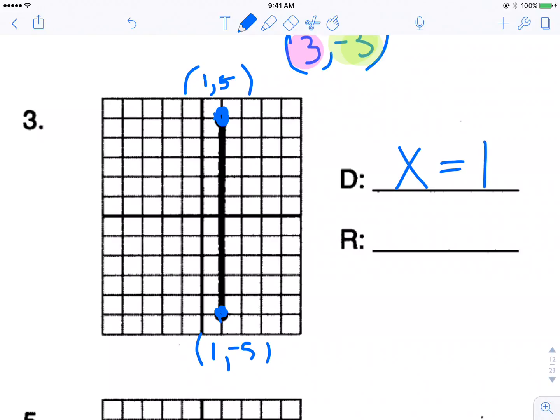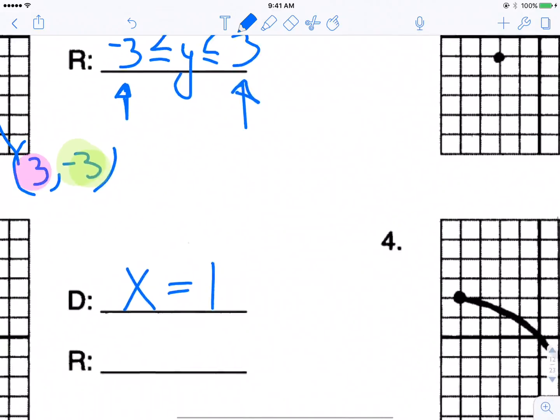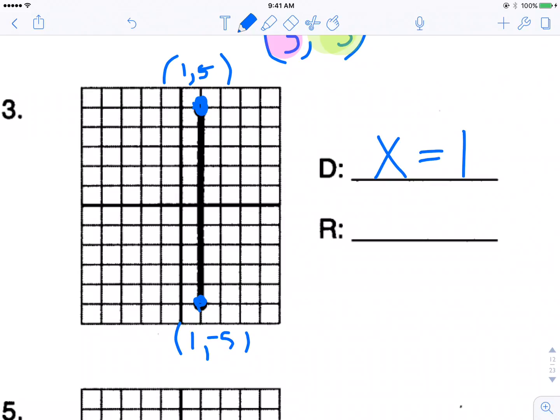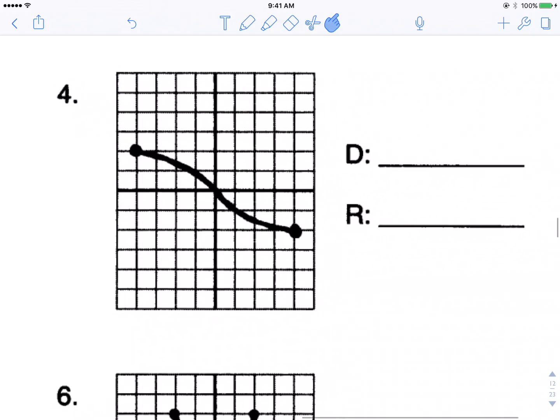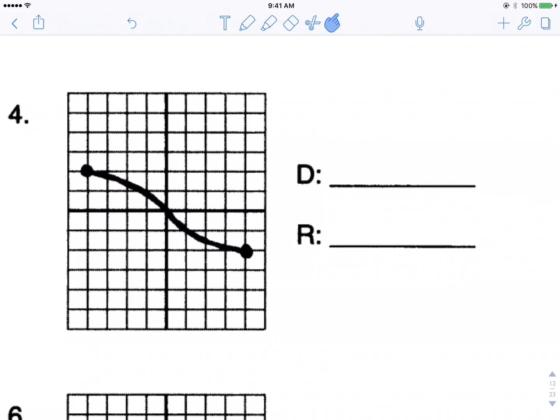So these vertical lines or horizontal lines are like oddballs, as well as example number 2 where we have individual dots. Here, because we have a vertical line, x can only be 1. What about our range? Well, our range goes from our lowest point, -5, to our highest point, 5. -5 less than or equal to y, less than or equal to +5. And done. Number 4. I'll split this video into 2 videos. We'll do 4 and 5, and then I'll come back and do 6 and number 2.